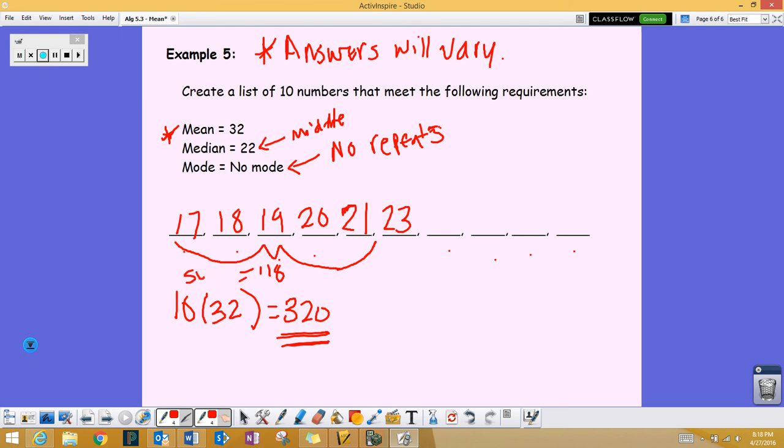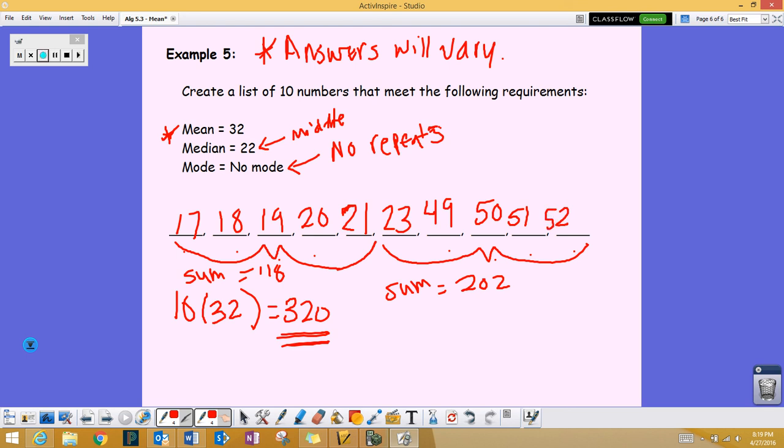That's my sum when I add all these numbers together. That means I need the sum on this right-hand side. In order to equal 320, I need this sum to be 202. All right, so I know I'm going to need some larger numbers here. So I'm just going to start with, and of course I know the answer, but I'm going to start with 49, 50, 51, and 52. Just because I know when I add 49, 50, 51, 52, and 23, I get 202. So now I've created a list of 10 numbers where the mean, the average is 32. The median, my middle number, is 22, and there is no mode.